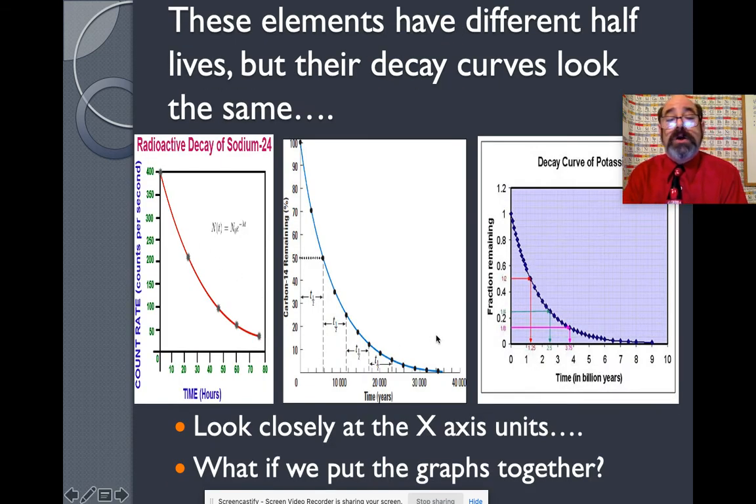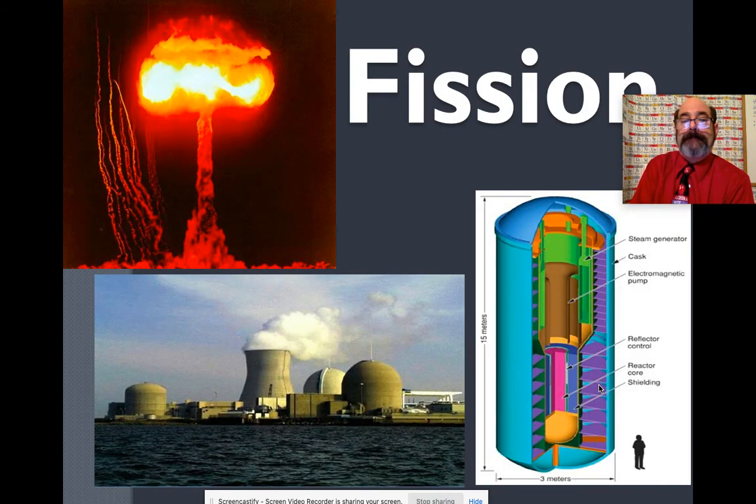And of course, here are some curves. Look at the curves of the different isotopes. They look the same. The curves are the same, but their half-lives are different. Look at that. This one, the half-life is in hours. This one, the half-life is in years. And this one is a half-life in billions of years. So different isotopes have different half-lives.